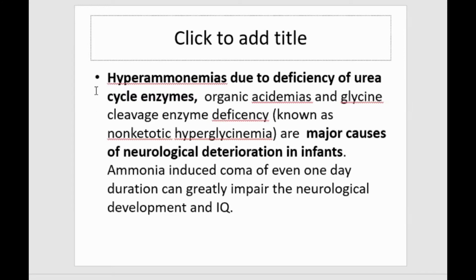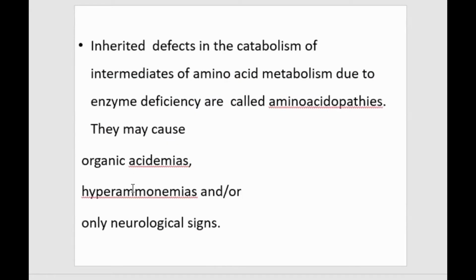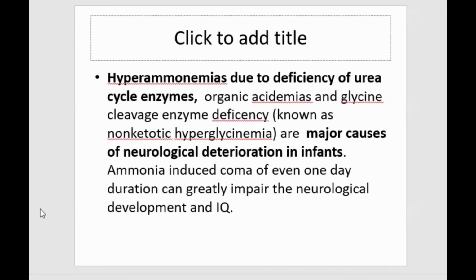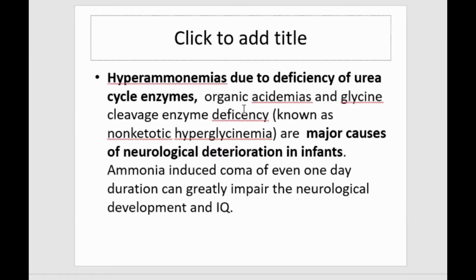So second, you've seen that organic acidemias, hyperammonemias, and only neurological signs may be the manifestations of these amino acidopathies. Now coming to the hyperammonemia due to the deficiency of urea cycle enzymes, they, along with organic acidemias and glycine cleavage enzyme deficiency, are major causes of neurological deterioration in infants. Ammonia-induced coma of even 1 day duration can greatly impair neurological development and intelligent quotient.